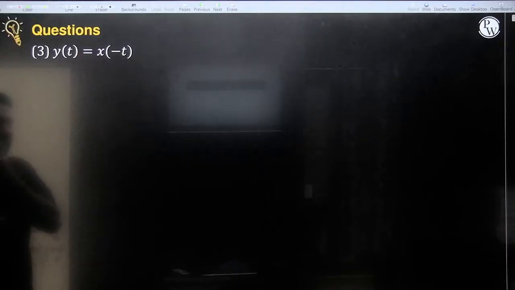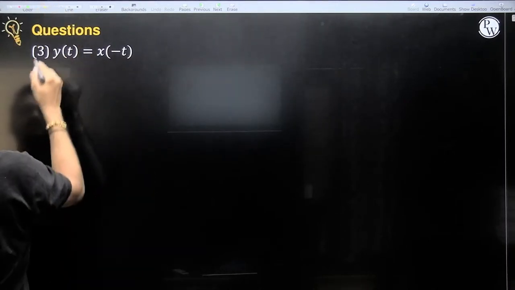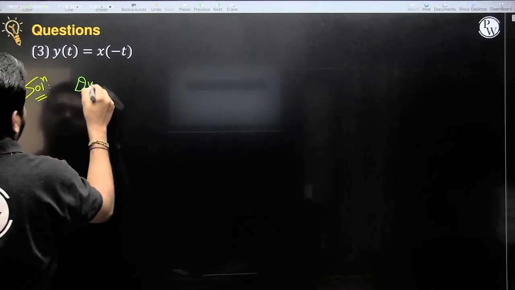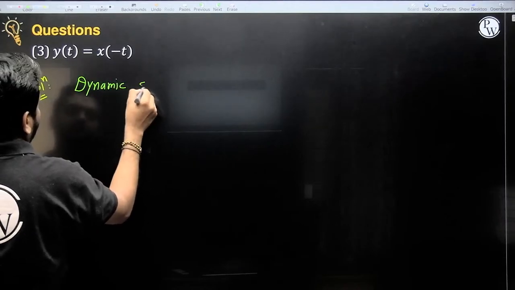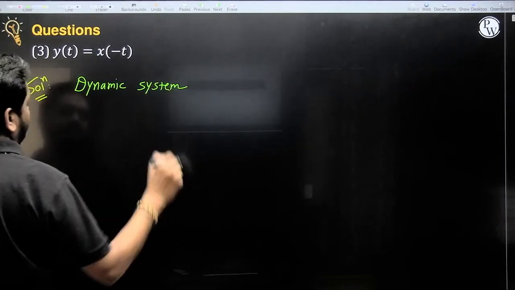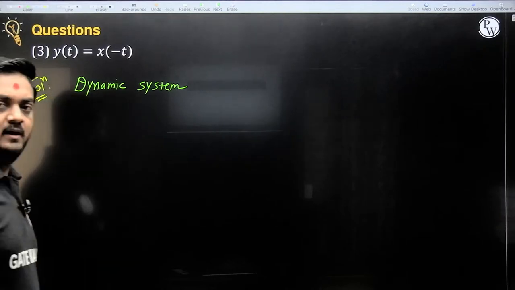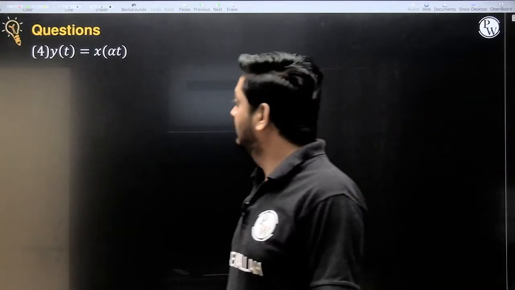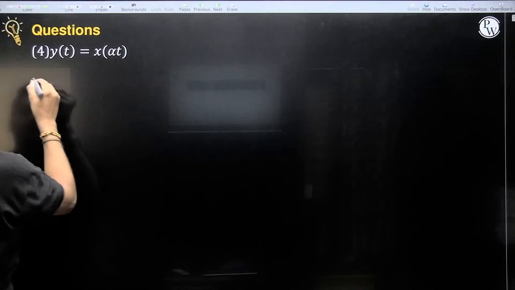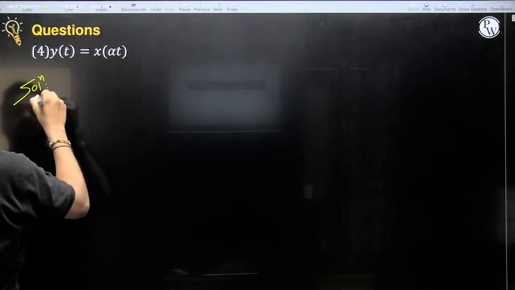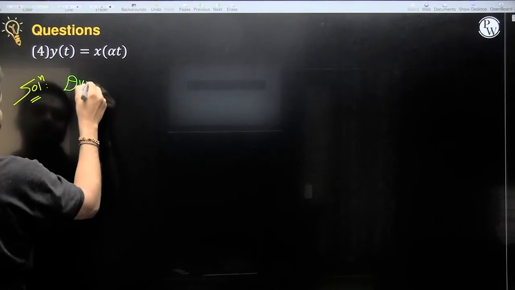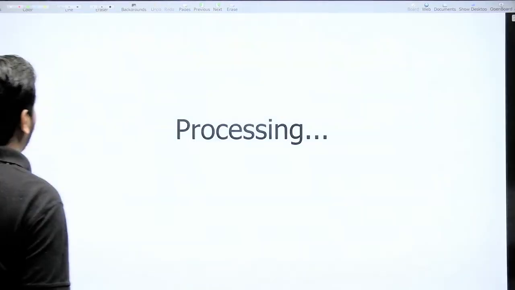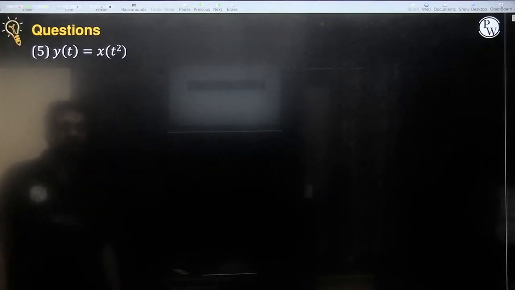Okay, next question. x of minus t, of course, a time reversal operation, guys. Time reversal operation, that's why it is a dynamic system, correct? Now next, alpha t. As I told you, time scaling operation is also a dynamic system. Now next, t square. This is also a dynamic system, guys.